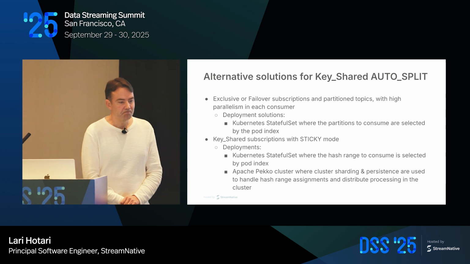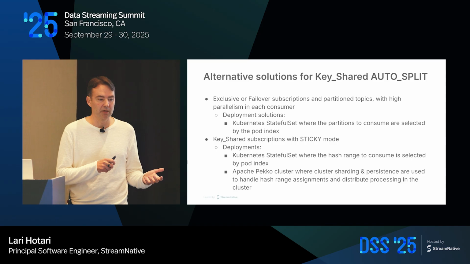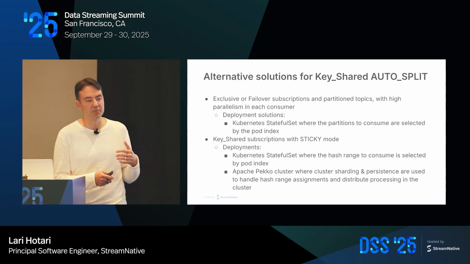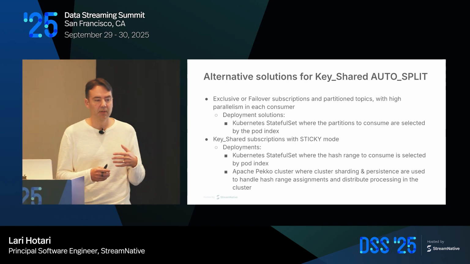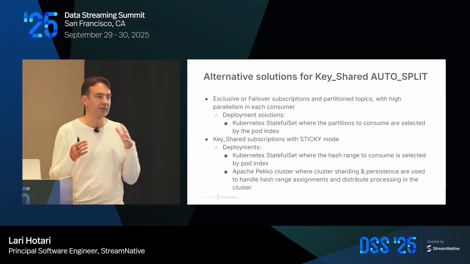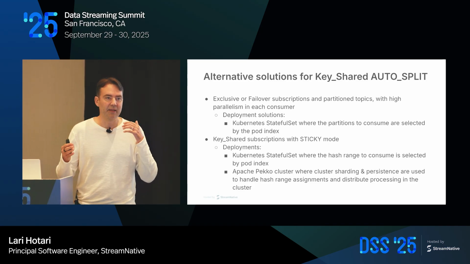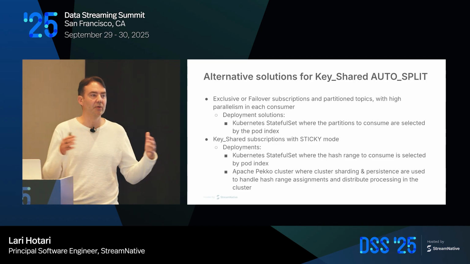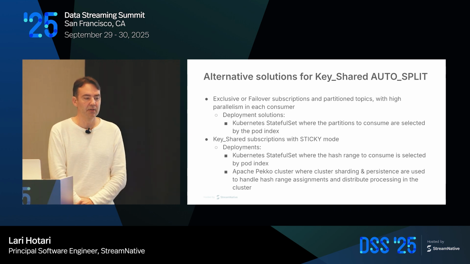So some of the alternative solutions for key shared autosplit are using exclusive or failover subscriptions and partitioned topics with high parallelism in each consumer to process the keys in parallel. And the reason why that's possible in Pulsar is that there are these per message acknowledgments, so it fits very well in that solution.